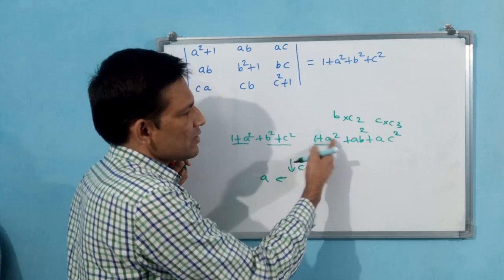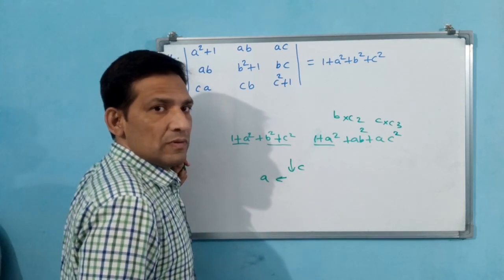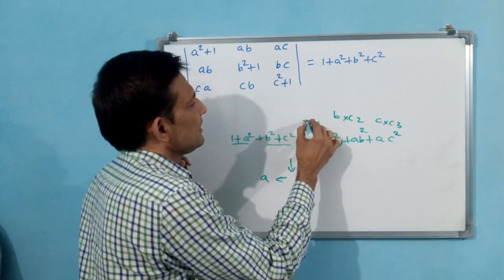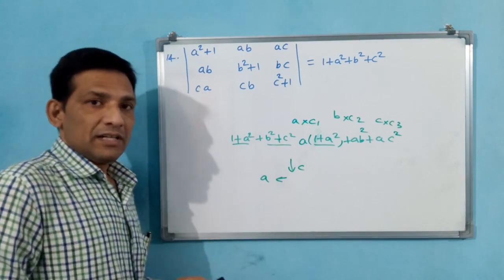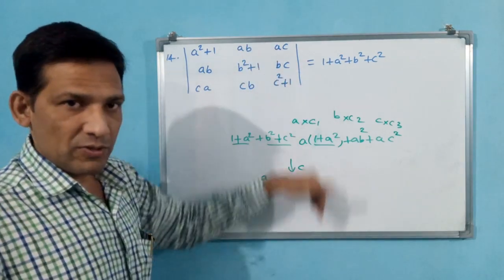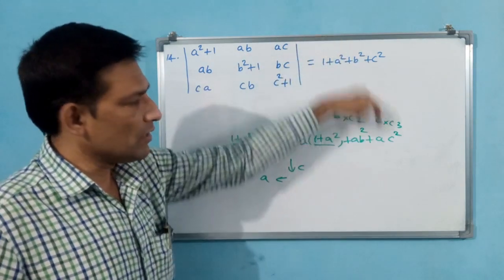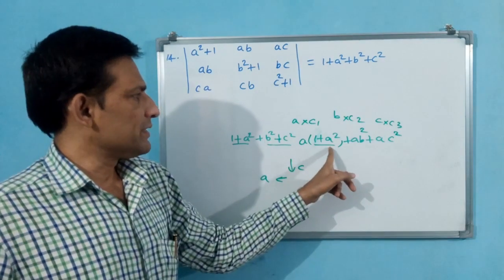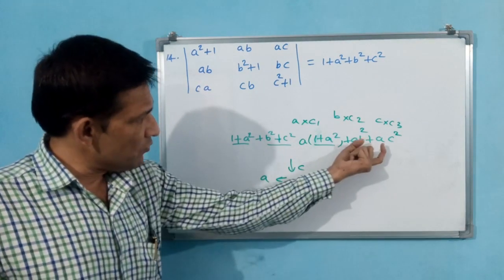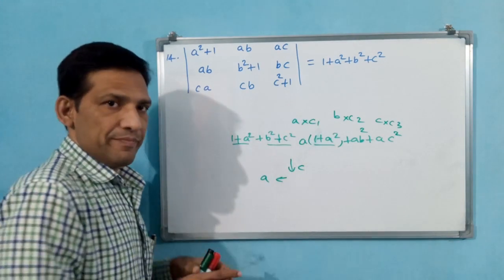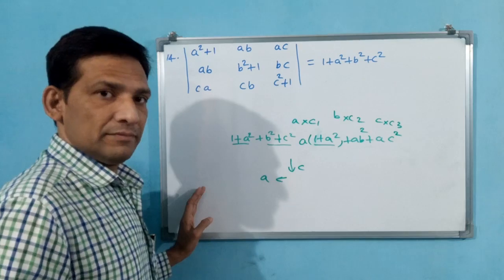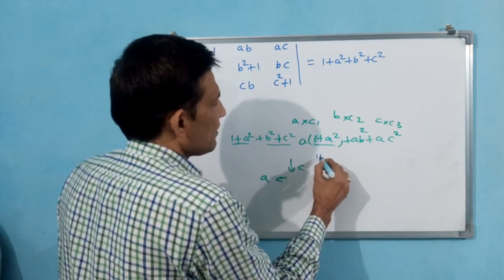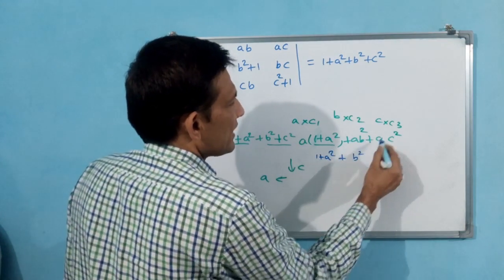But here A is not there, A square plus 1 is there. How to remove? Then what you have to do, here also you multiply C1 with A. You understand now? That means what I am doing, I am multiplying the first column with A, the second column with B, the third column with C. Then it will be like this: A into 1 plus A square, AB square, and A square. Afterwards I am removing by taking common A from row 1. Then what will finally become of this? This is going to become 1 plus A square plus B square plus C square.